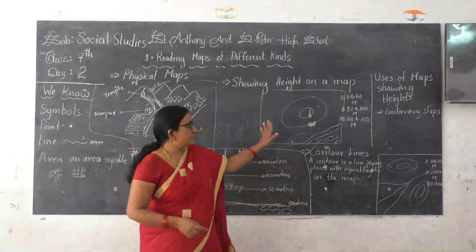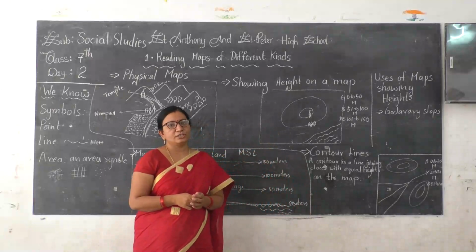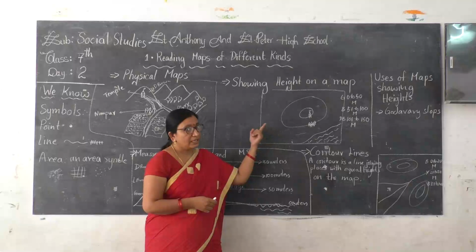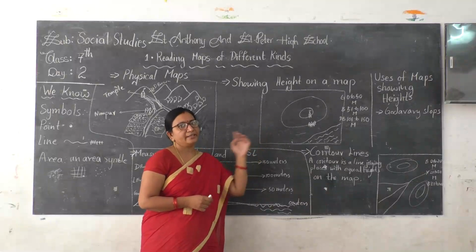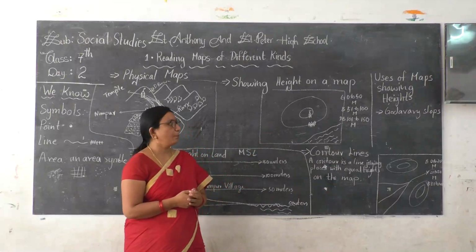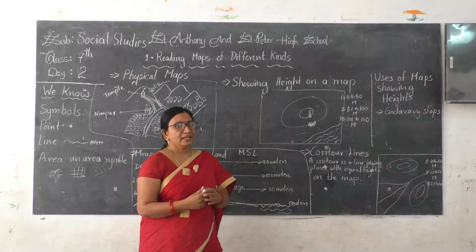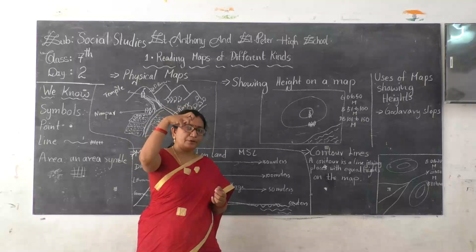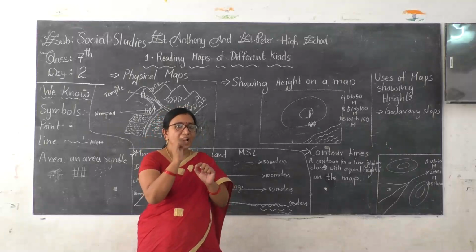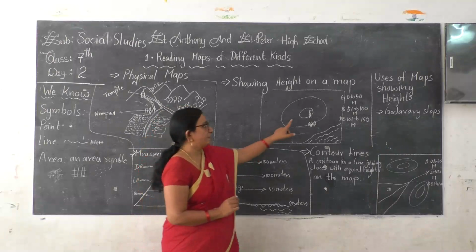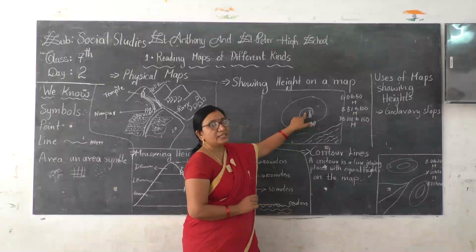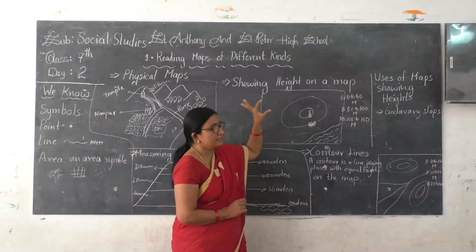So here, this is the flat picture of the map. But even though it is showing the height in it, how is it possible? It is the upper view. So when a map shows from the upper view, how can we show the heights in this? For example, the dark brown color is used here to show the highest peak.